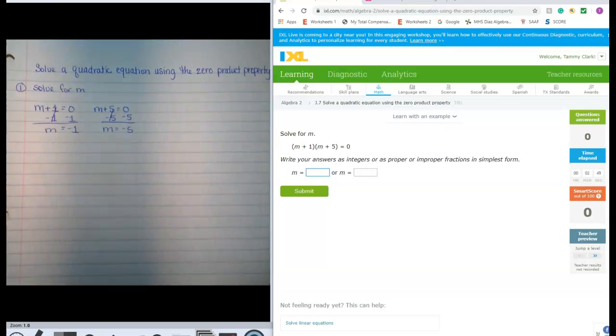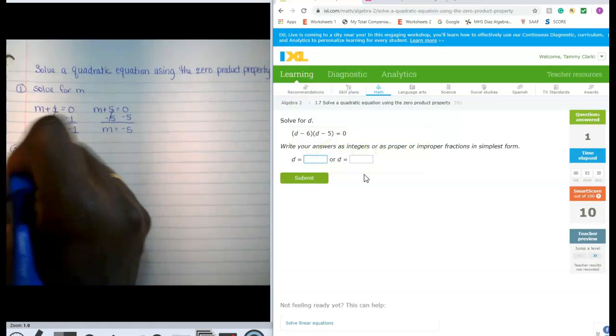So what I'm saying here is if I put in negative 1 for m plus 1, that gives me 0, and 0 times this term gives me 0. On the other hand, if I put in negative 5 here and I add to it 5, that gives me 0, so 0 times this term would also give me 0. So we're just wanting to know what makes each one of these binomials 0. So I'm going to put in negative 1 and negative 5.